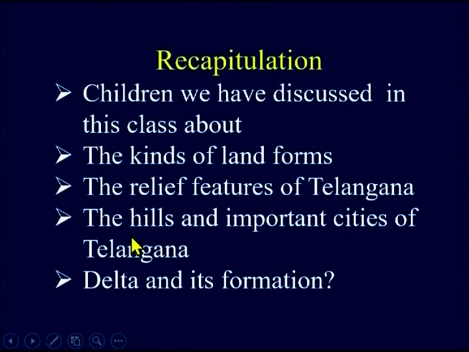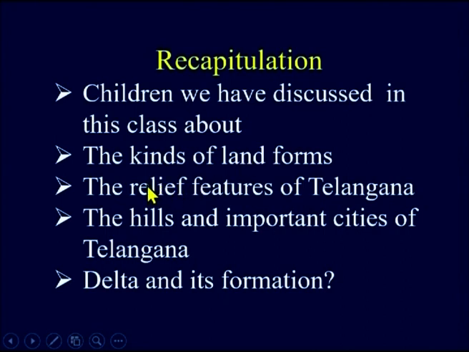Let us recapitulate the lesson. Children, I hope you have understood the lesson in a clear way. What all things have we discussed in this lesson, children? Yes, we have discussed the landforms, is it not? How many kinds of landforms are there? Three kinds of landforms. They are mountains, plateaus and plains.